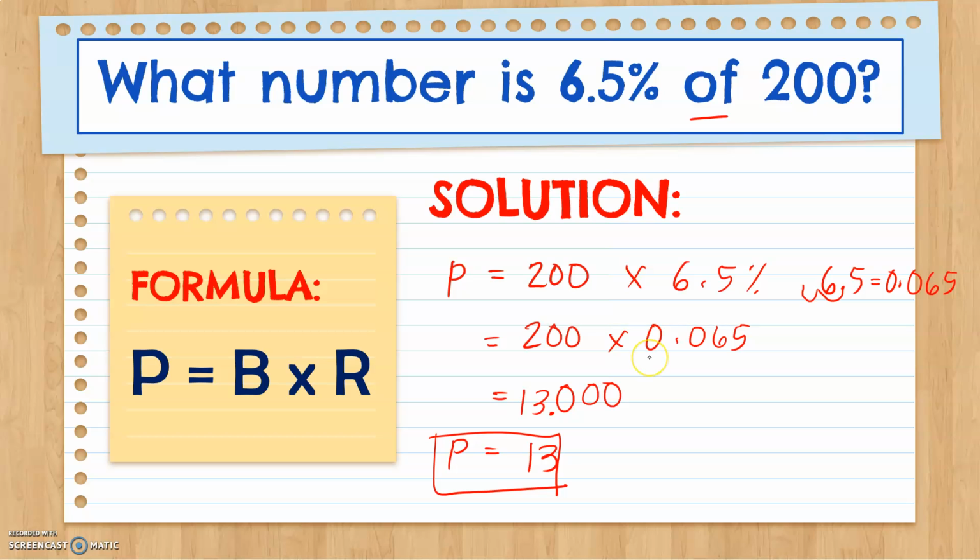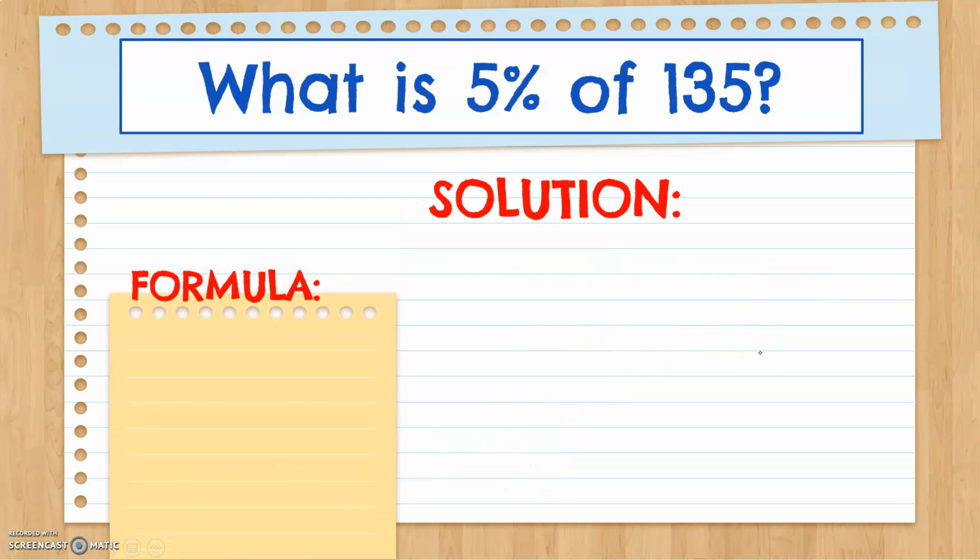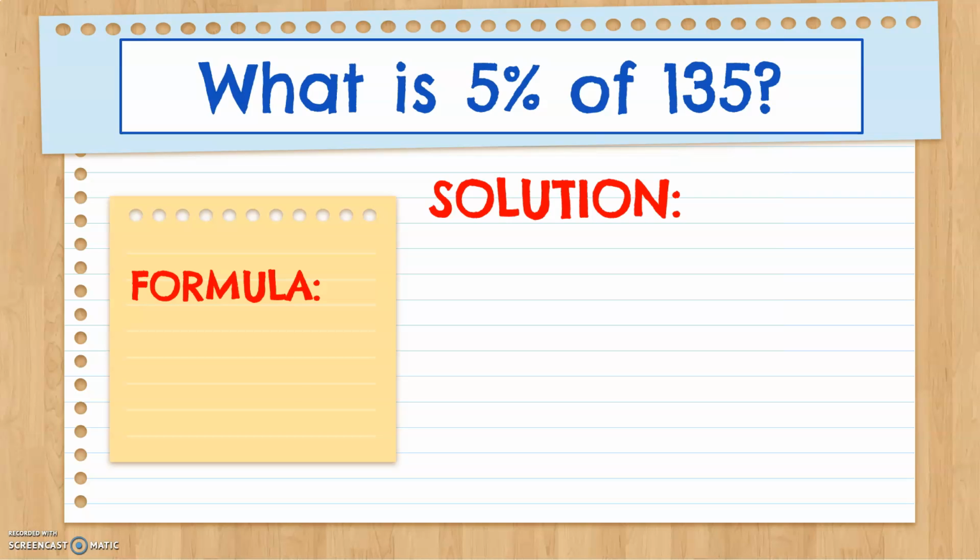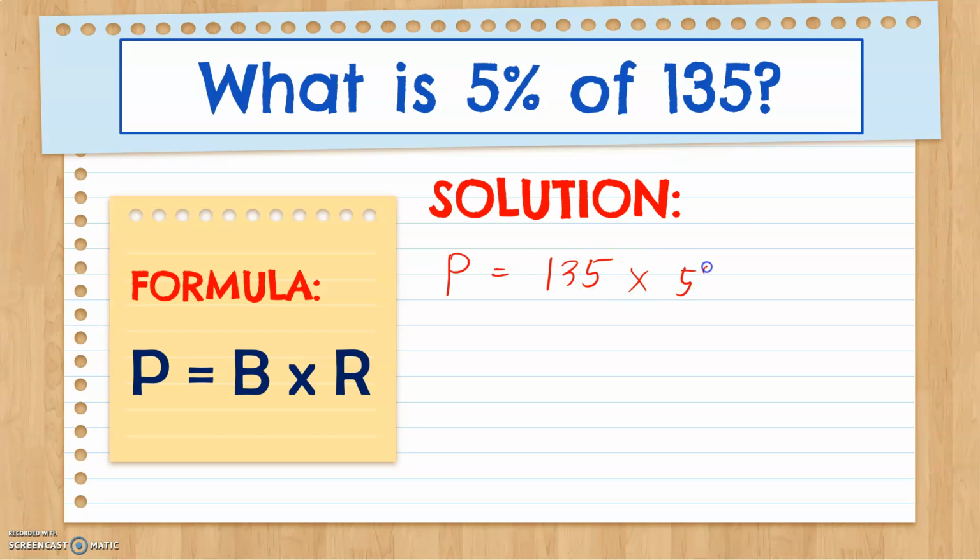Let's continue. What is 5% of 135? To solve for percentage, we'll multiply the base and the rate. First we need to change 5% into a decimal number by removing the percent symbol and moving the decimal point of 5 twice to the left. The decimal point of 5 is located after 5, then we move it twice to the left. So that means 5% is equal to 0.05 in decimal number.